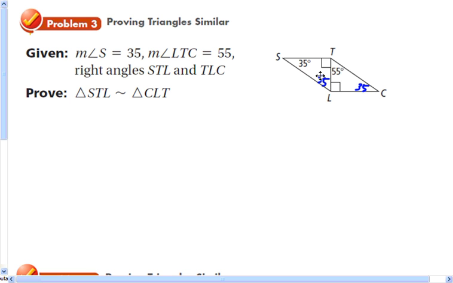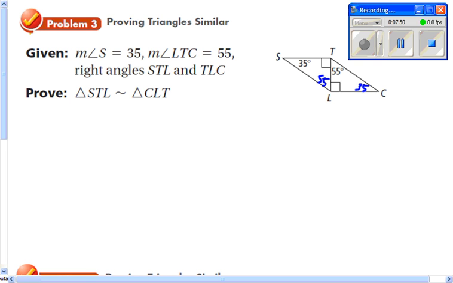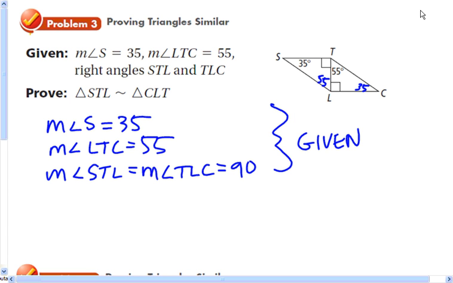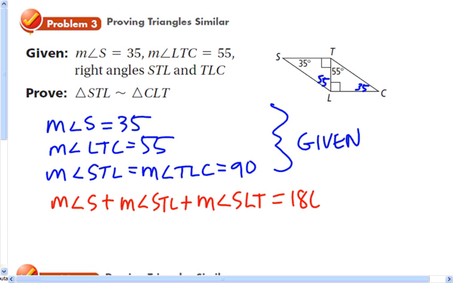First, I'm going to write down my given. Pause while I do that. Okay, so there's my given. Since I have right angles, I probably should say that all right angles are congruent, but I think I'm okay to say that since they're both right angles, they're both equal, and they both equal 90. Definition of right angles. Okay, so now I'm going to write the measure of angle S plus the measure of angle STL plus the measure of angle SLT is equal to 180, and that's the triangle angle sum here.